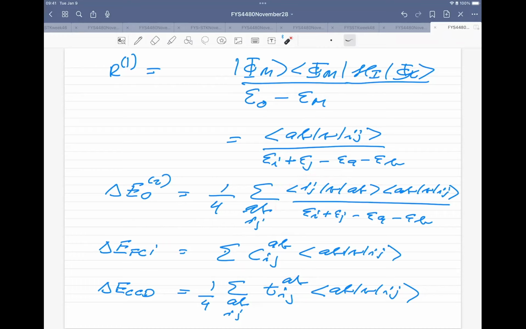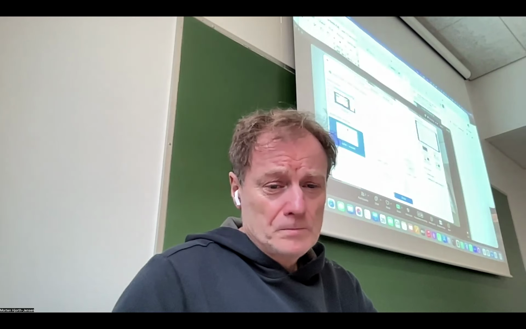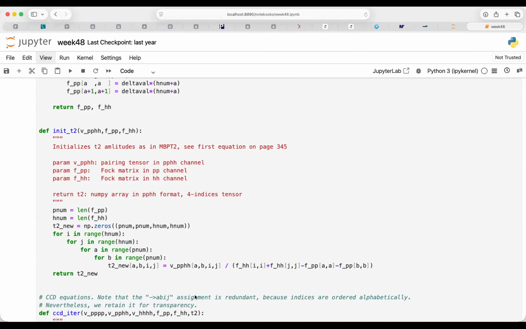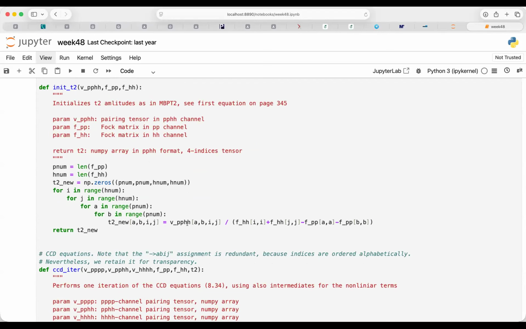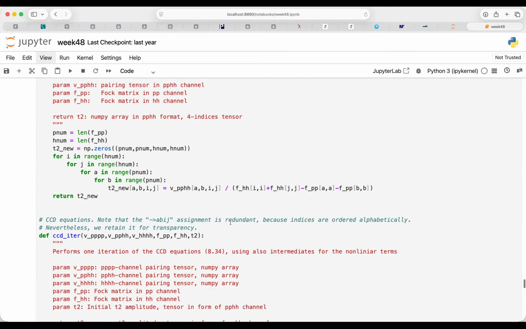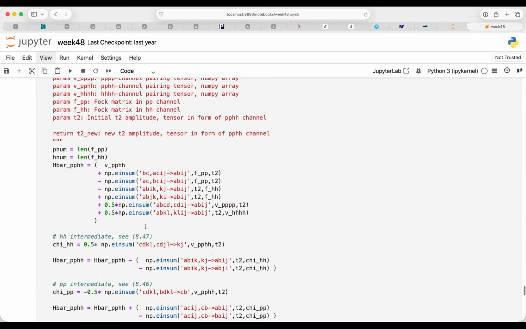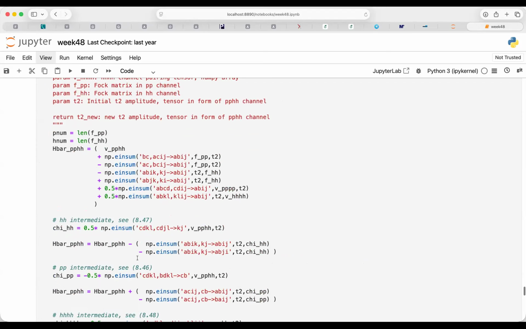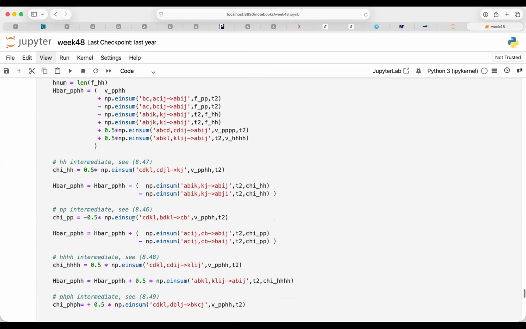So if we then go back here and look at the code, this is where we stopped. This is actually second order perturbation theory, which is coded in here. And then this is the iteration. And in the iteration, we start with a guess. And we set up all these different terms, the intermediates, so the different diagrams.